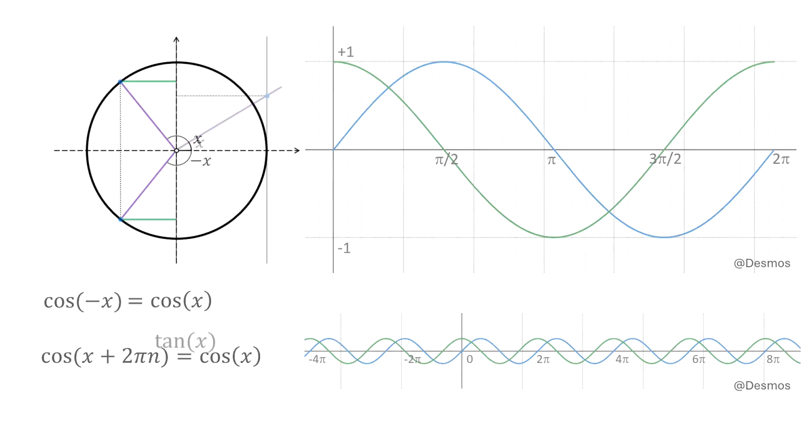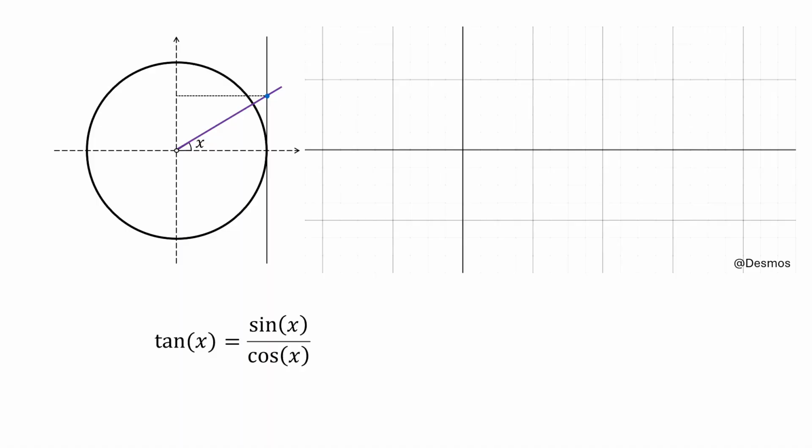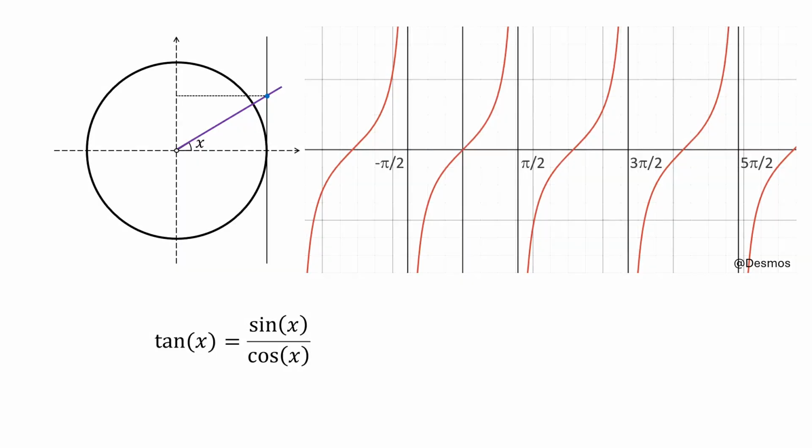As we know, the tangent is the ratio between the sine and the cosine. Its graph looks completely different. It starts at 0, but shoots to positive infinity as x approaches pi over 2, and to negative infinity as x approaches negative pi over 2. This creates vertical asymptotes at pi over 2 plus pi n. An asymptote is a line the curve gets infinitely close to without ever touching it.